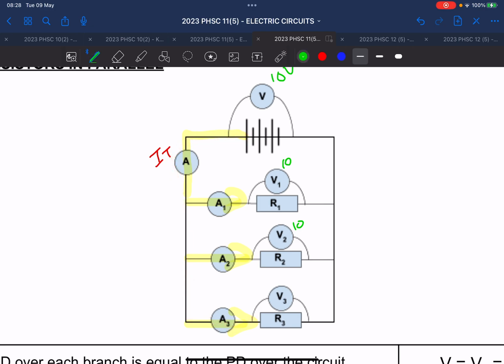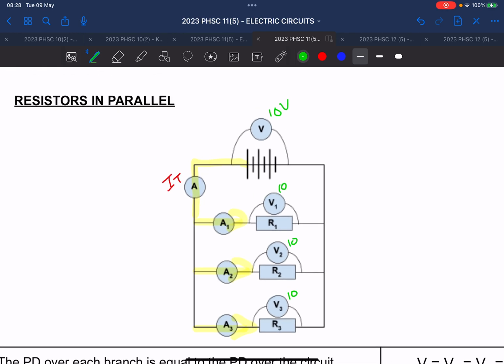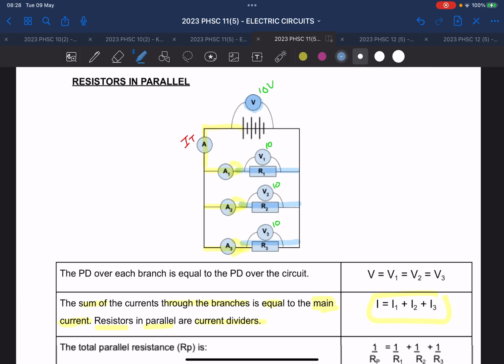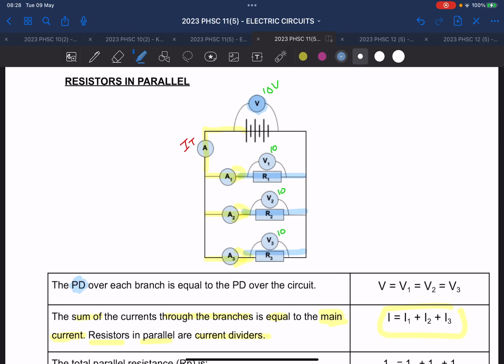Okay, so you can see that if it's in parallel, then the voltage does not need to split up because it's different charges going through different places. So the voltage is the same for all of them. Okay, so the potential difference, the volts over each branch, is equal to the potential difference over the whole circuit.